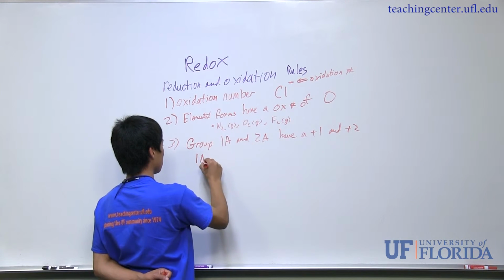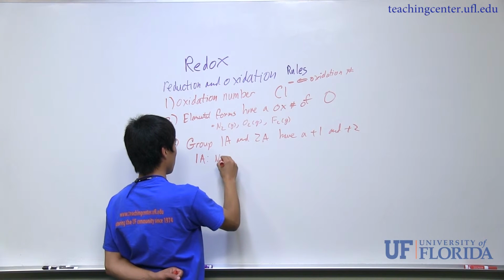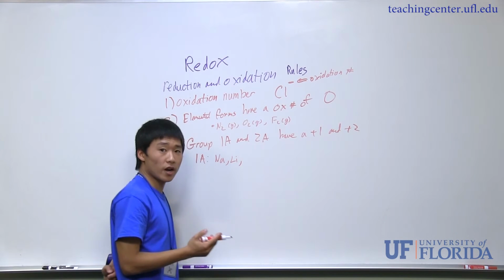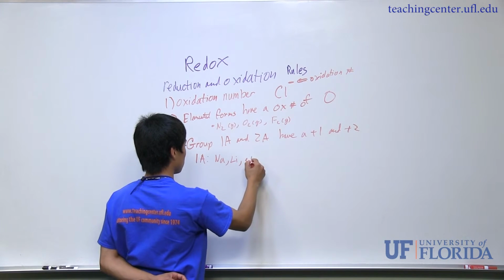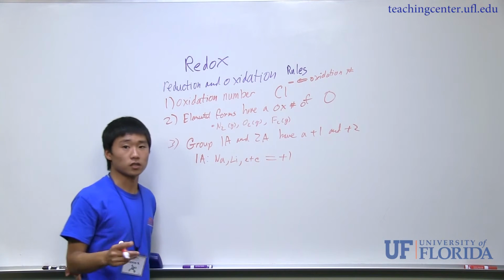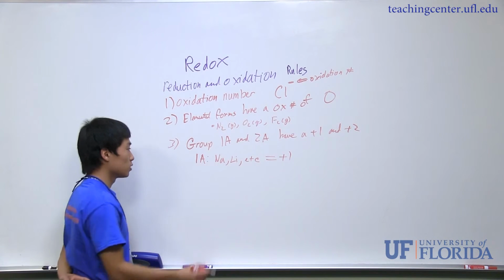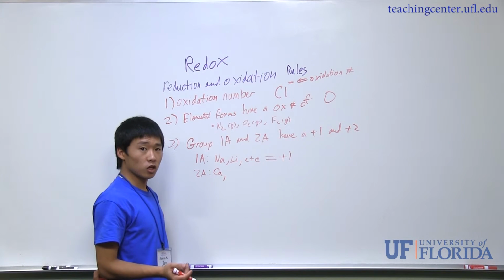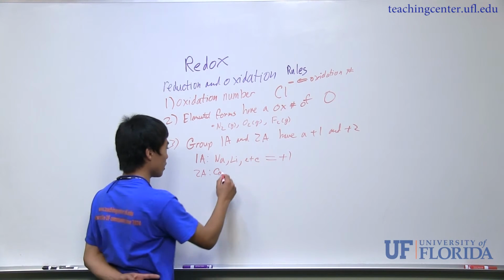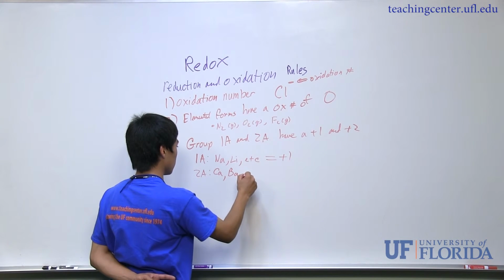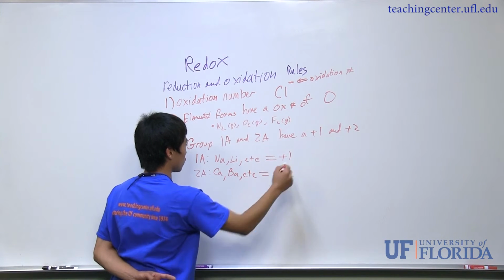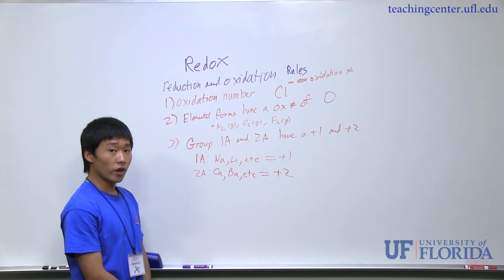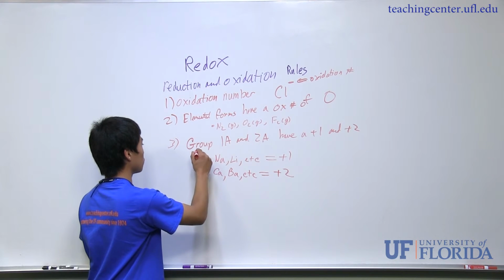So 1A is your Na, Li, the group 1 metals. They're all going to have a +1 charge always. It's just always the case. And group 2A, things like calcium and barium, Ba, always have a +2 charge, guys, with their oxidation numbers. And so that's very helpful. They always will have this. I should also put down always.